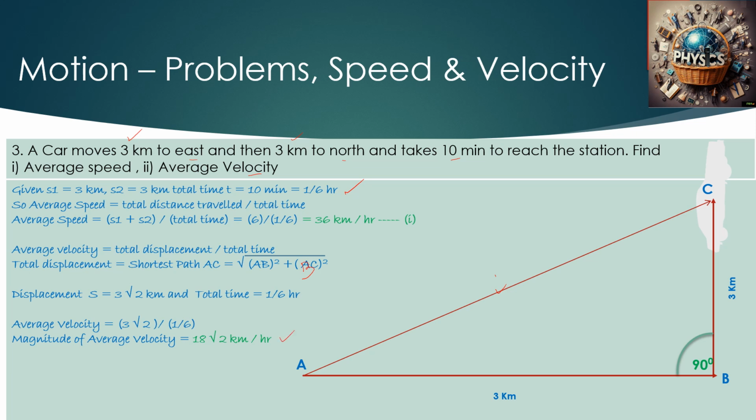And then we need to find the direction, because when we say velocity, it has to be associated with the direction. Since it's an isosceles triangle, which means that this is equal to this, so which simply means that this is also 45 degree. All right, so this is 45 degree. So with that, we can say this is the northeast direction, and 45 degrees. So the total velocity, average velocity, is 18 root 2, as we already found, and it is in the direction 45 degree northeast. That's our answer.